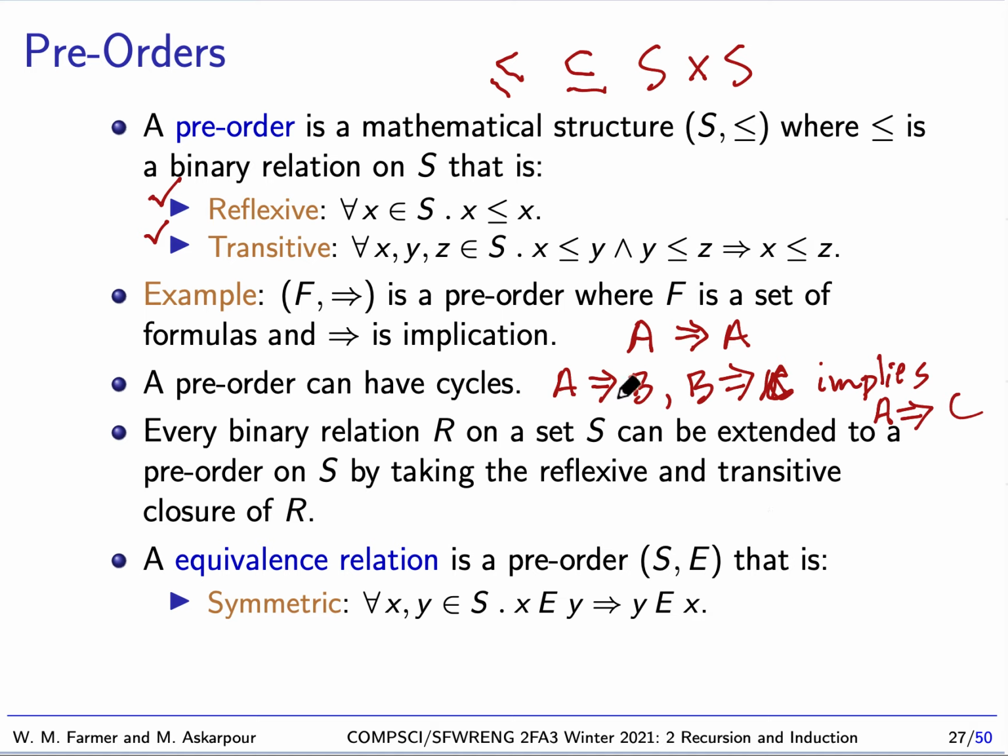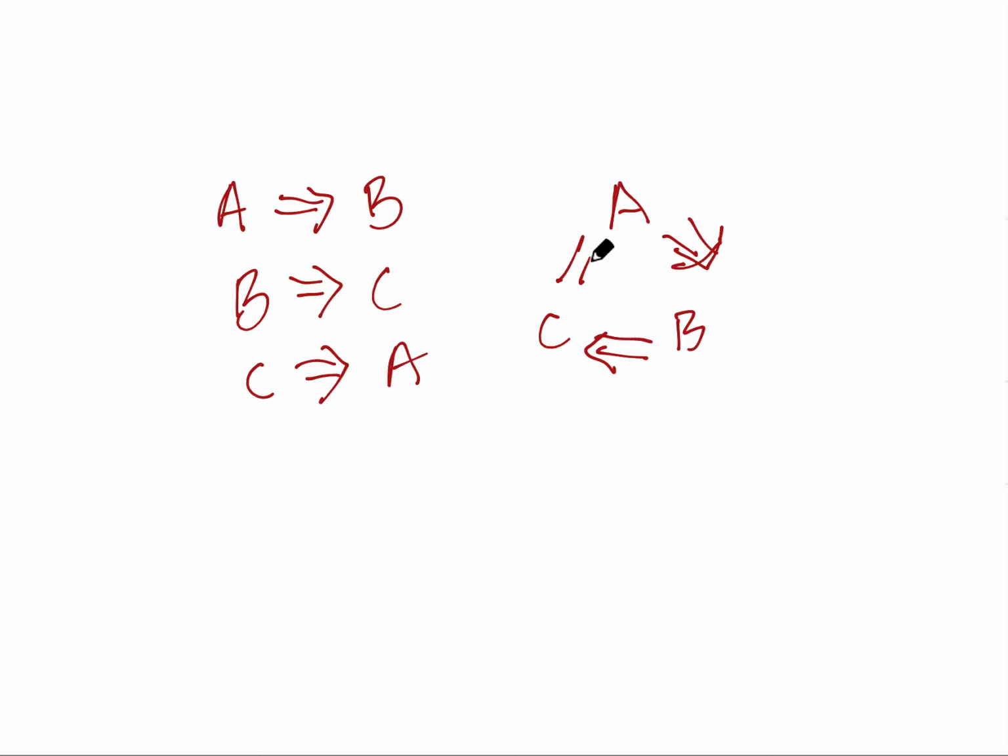Now, a preorder can have cycles. If we think about it a moment, the preorder we just saw can have cycles because we can have A implies B, and B implies C, and C implies A. So we get a cycle. Because we have a cycle here, we would say a preorder is not really an order.